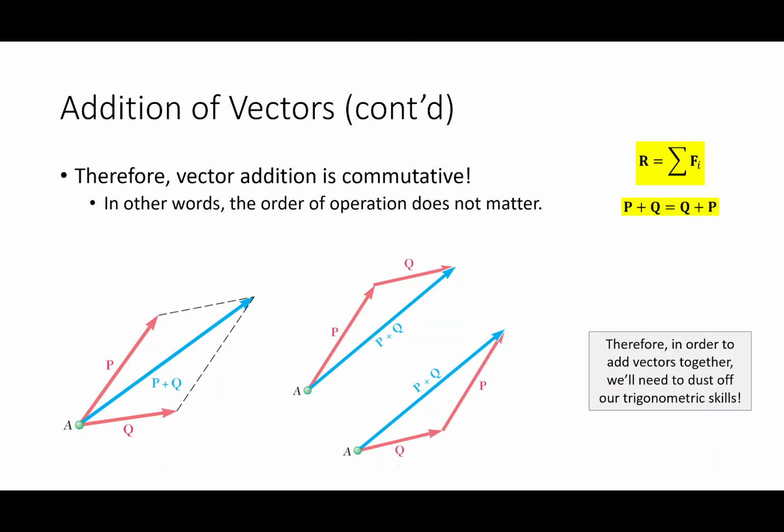Now, this is not true with vector multiplication. Well, I'll qualify that. There are actually two types of vector multiplication: dot products and cross products. Has anybody heard of these before? Cross products are not commutative. The order of operations does matter, but we'll get to that later. So far, so good? Okay.